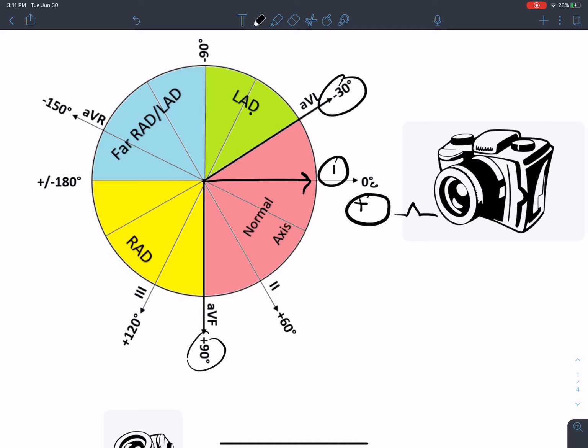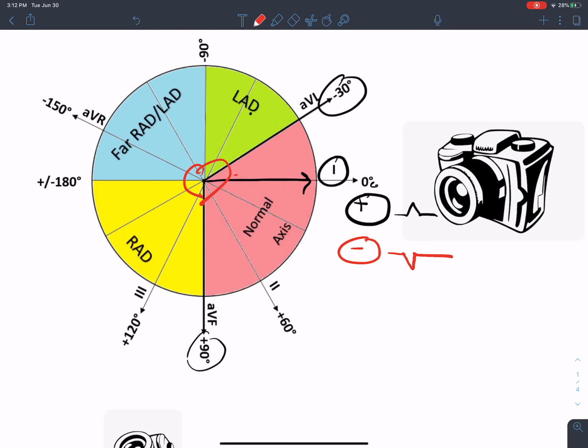Now, if that same impulse, let's say instead of traveling toward, it travels away from lead 1, that's going to appear as a negative. That's going to have a negative impulse on your EKG, but just in lead 1. We're only talking about lead 1 right now. And keep in mind the angle we're looking at the heart from.